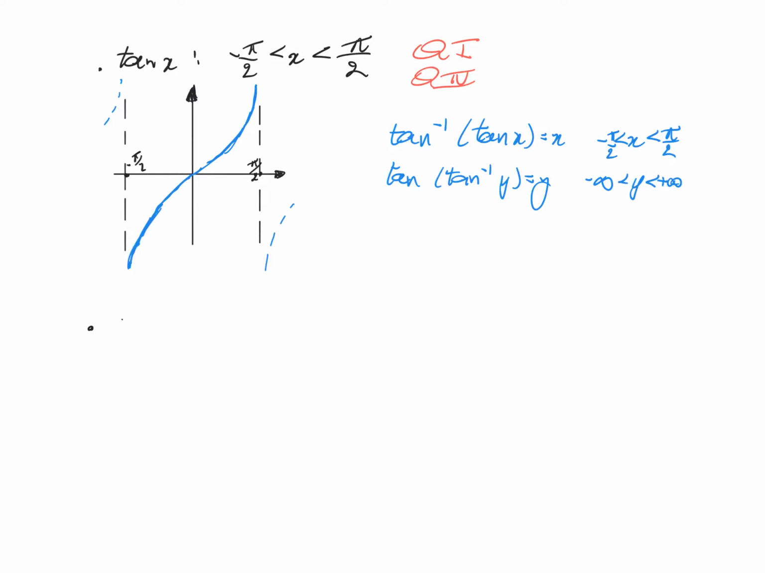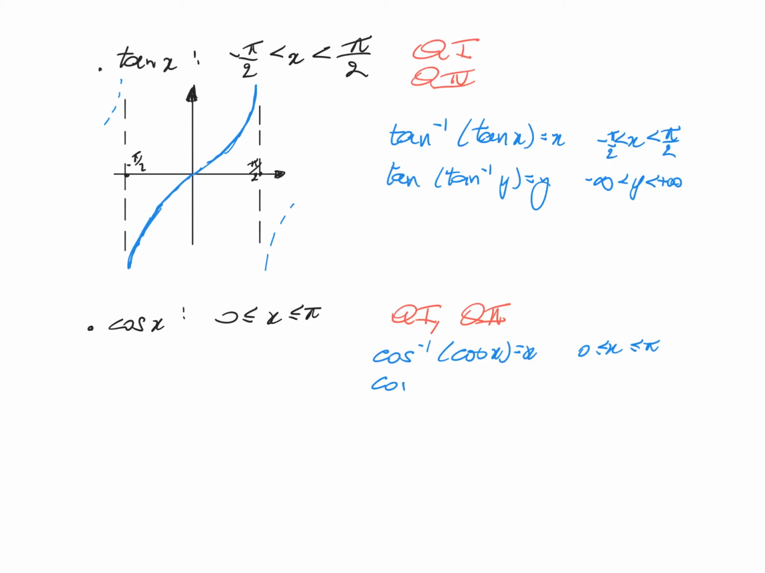For the cosine, we can do a similar reasoning as with the sine, only now we will limit it between 0 and pi. Similar thing as we saw before. If we look in the quadrants 1 and 2, then we cover all the options of the cosine. So also here we have cosine minus 1 of cosine x is x, for x between 0 and pi, or cosine of cosine minus 1 of y is y, if y is between minus 1 and 1.